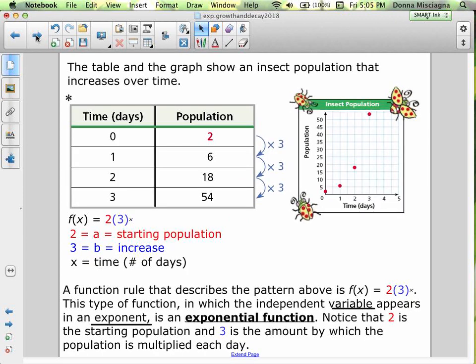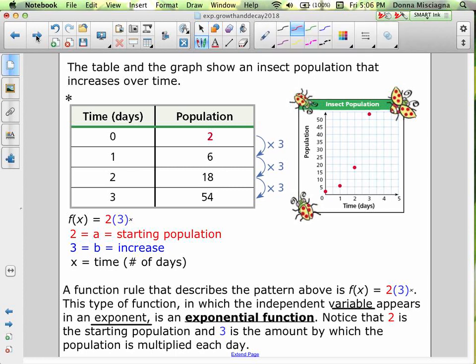So here we have a table and a graph showing an insect population that increases over time. In the beginning there are 2 fruit flies. We have to start off with something. If there are no fruit flies, 10 days later there will still be no fruit flies. So we start off with 2 fruit flies, and in 1 day, our population has grown to 6. It has tripled. A day later, it has tripled again, and now we have 18 fruit flies. And then it has tripled again, and now we have 54 fruit flies.